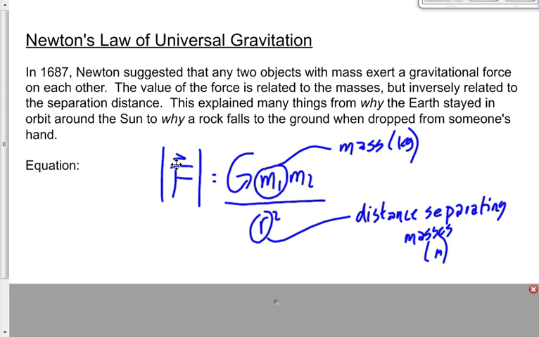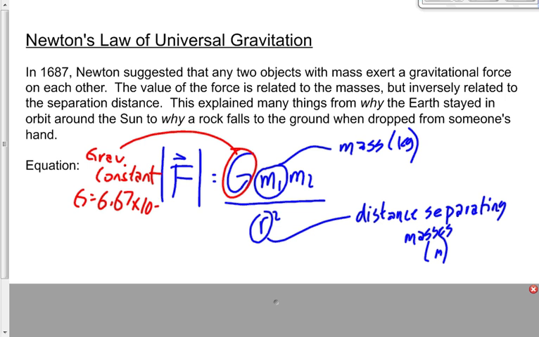G is the really new thing here. That's called the gravitational constant. And its value, no matter where you are in the universe, is the same. 6.67 times 10 to the minus 11 Newton meter squared per kilograms squared. That number's on your data sheet, by the way. If you ever need to use that on a test, and you will, look on your data sheet for 6.67 times 10 to the minus 11.